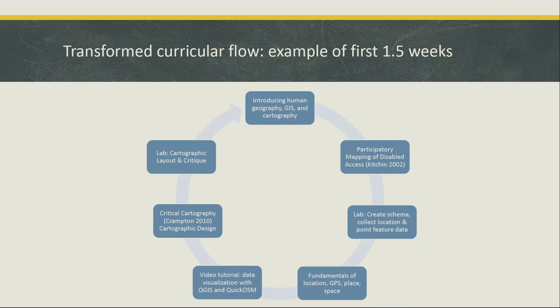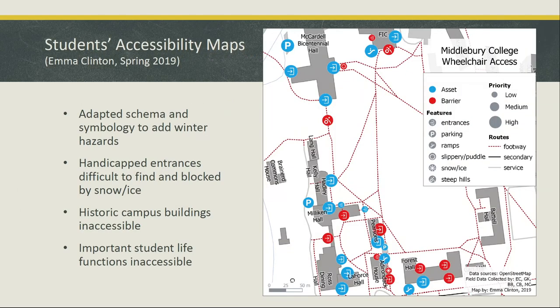Then finally, in the next lab, so this is only a week and a half now, they follow some video tutorials and then branch out on their own to create their own disability maps of the campus that they live on. So here's an example of a product after week 1.5. And you can see that students are already learning to adapt data schemas to the environment around them. So they're adding symbols and data points for winter hazards that they didn't see in the paper they read. They're mapping handicapped entrances, and they're finding that oftentimes the entrances on campus are actually blocked during the winter season. They're not plowed, or they're too icy to traverse in a wheelchair.